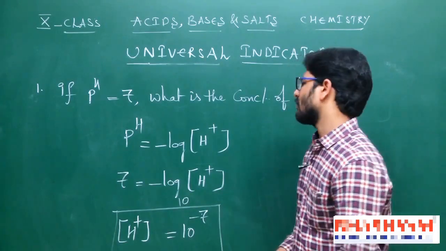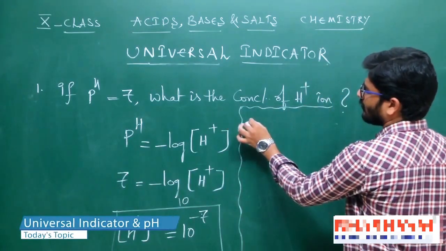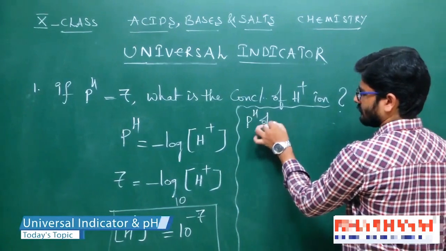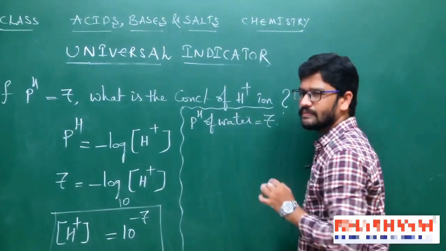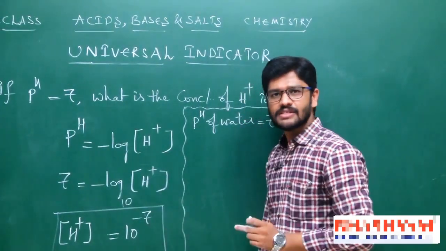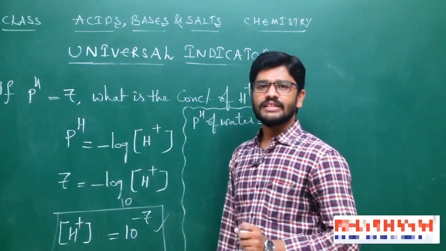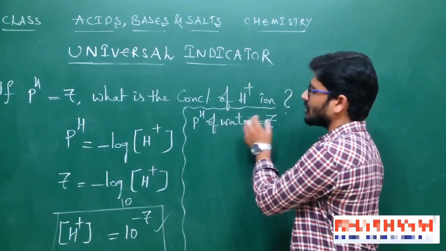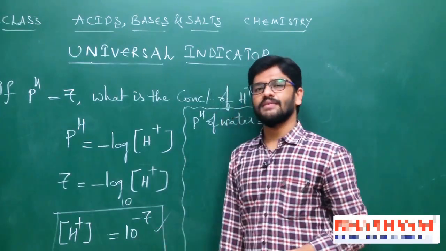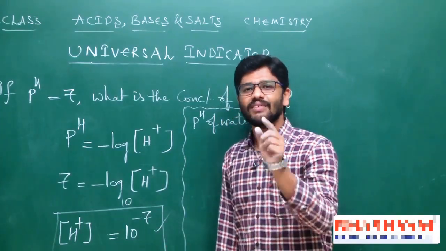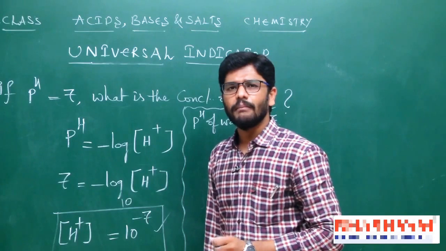Now I am asking one question. Generally, the pH of distilled water is 7. Now what about the concentration of H plus ions in the water? Yes, 10 to the power of minus 7. This is an important question from the examination point of view. What is the concentration of H plus ions in pure water? 10 to the power of minus 7. Why? Because the pH of the water is 7, so the concentration of H plus becomes 10 to the power of minus 7.